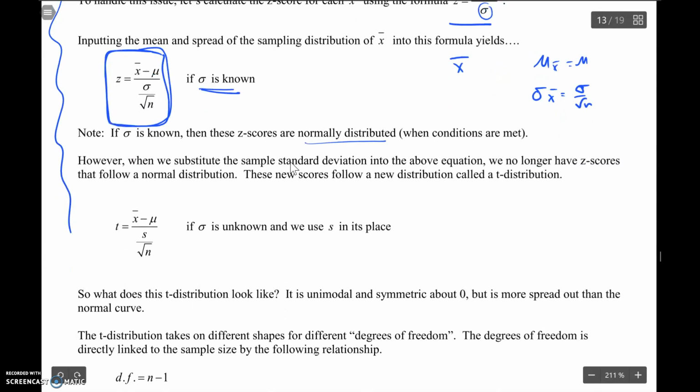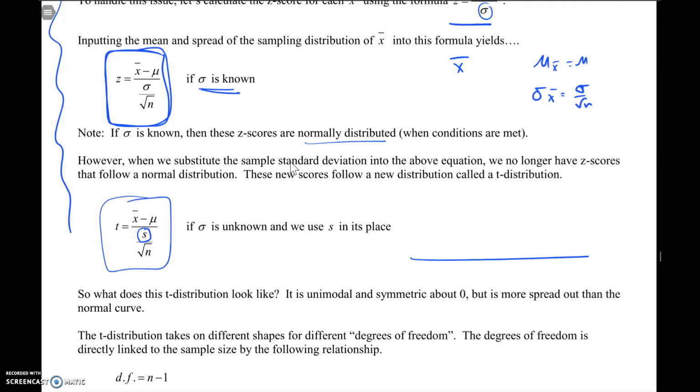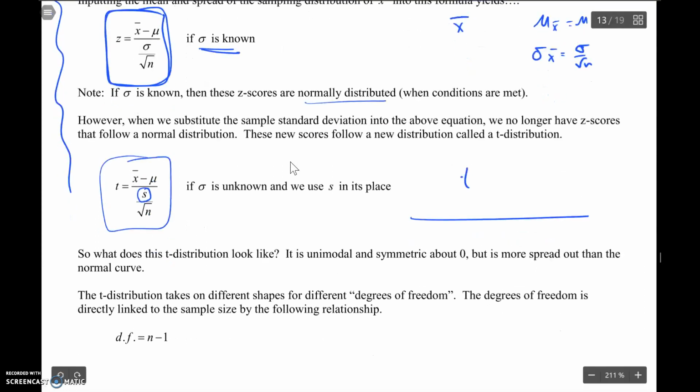However, if you substitute the sample standard deviation in there, he found that these are not normally distributed. And he looked at what their distribution looks like, and he came up with this alternate model called a t-distribution.